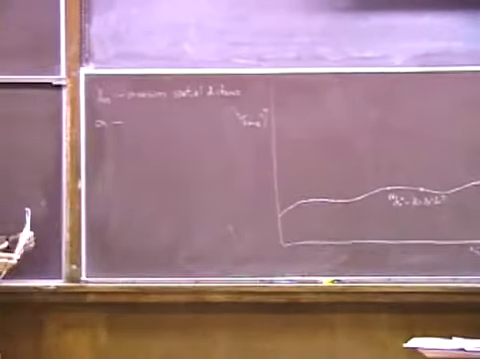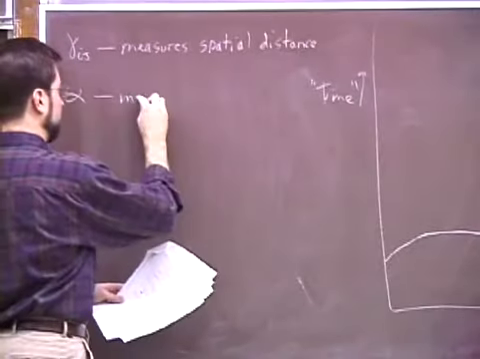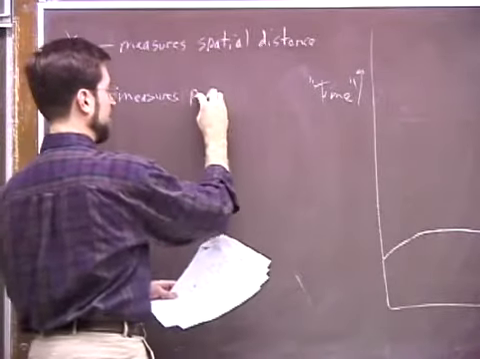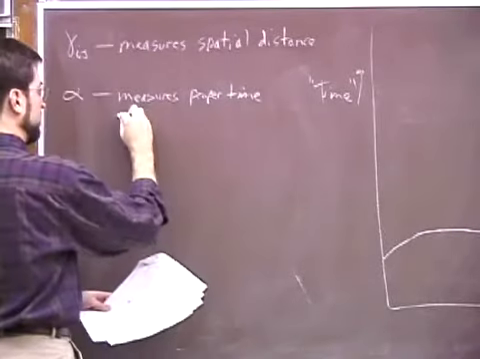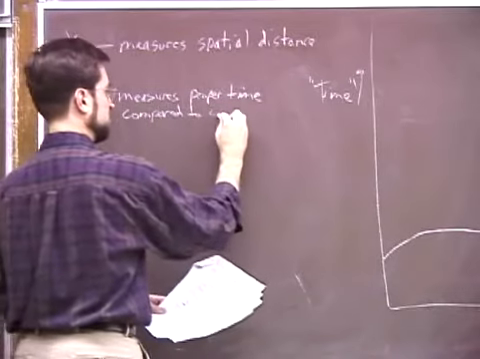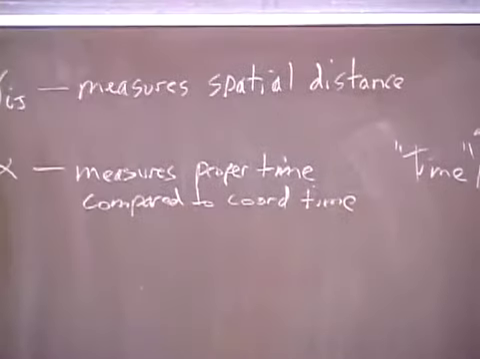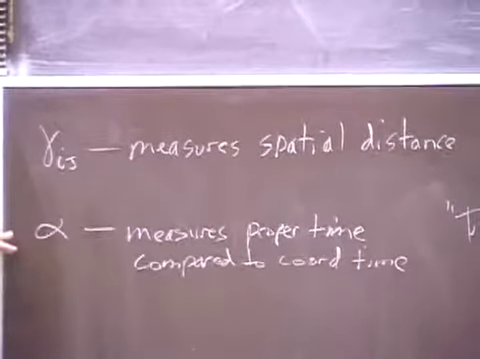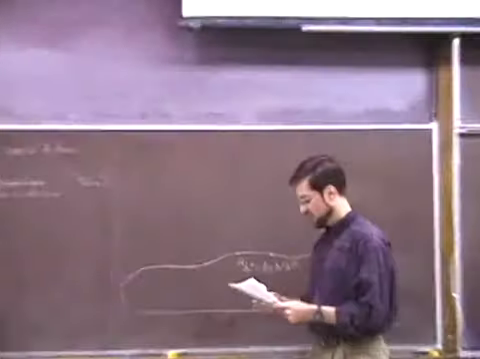So now let's go to the lapse function. What does that mean? What this does, this measures proper time compared to coordinate time. So this is one function that you can choose that represents the coordinate freedom that you have in general relativity. So what do I mean by that?